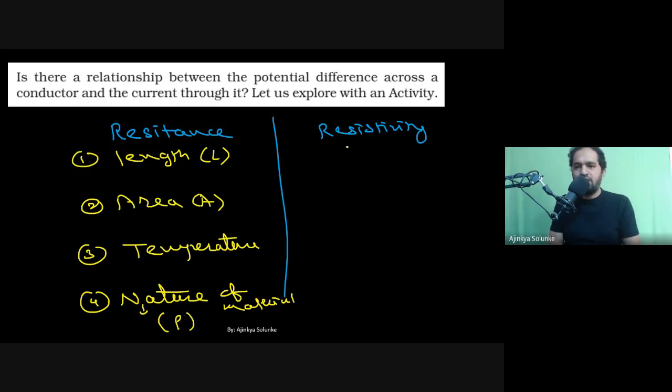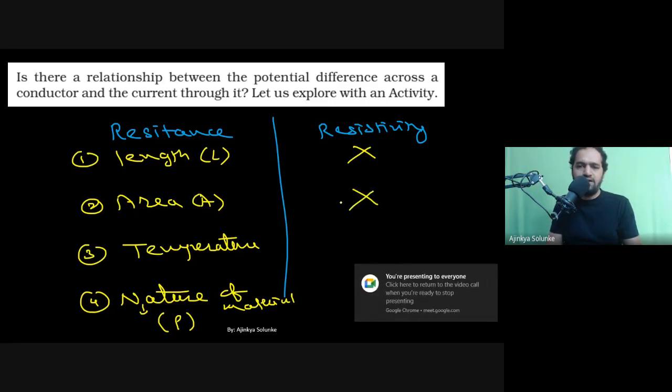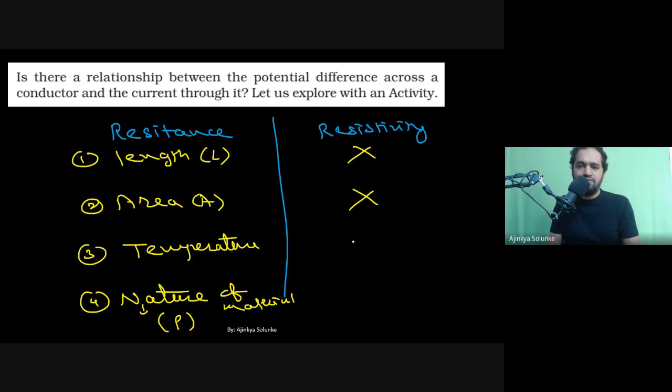Okay. Now, does resistivity depend on length? No, right? So resistivity doesn't depend on, let's say, length. What about area? No, even area resistivity doesn't depend on area, because area is taken as 1 meter square, length is 1 meter. Temperature, yes, temperature will change because resistivity has no factor of temperature in the formula. So if temperature changes, resistivity will also change. What about nature? Yes, of course. Resistivity changes according to the material. So nature is also same.